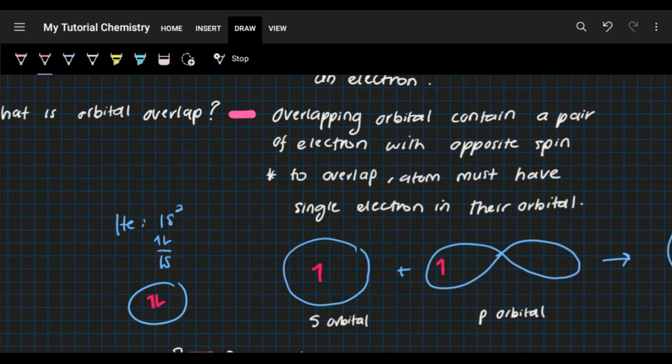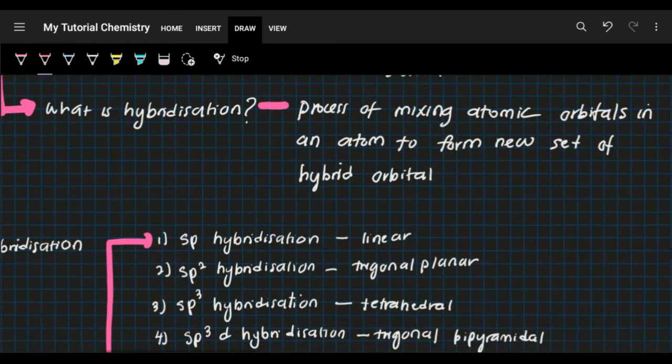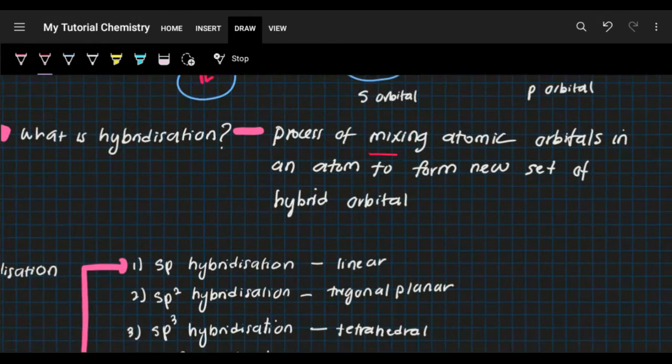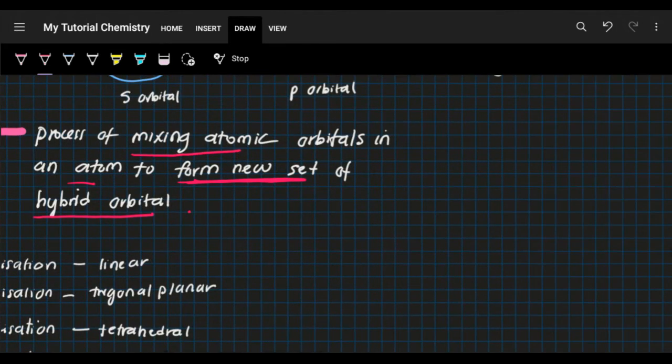Okay, next, what is hybridization? Hybridization is the process of mixing atomic orbitals to form a new set of hybrid orbitals. So during the process of mixing atomic orbitals, some atoms form a new set of hybrid orbitals. This new set of orbitals is called hybrid orbitals. Example, methane, CH4.